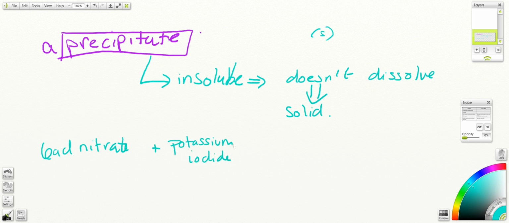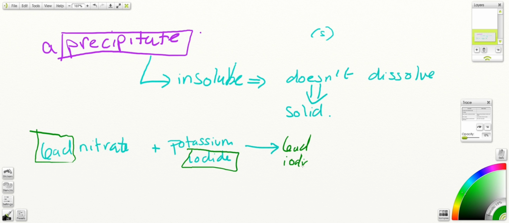That's how it's usually done. It makes lead iodide. So this lead bit will swap places and join with this one to make your lead iodide. There's lead iodide, plus, if we go here, these two will join together: potassium and nitrate, plus potassium nitrate.